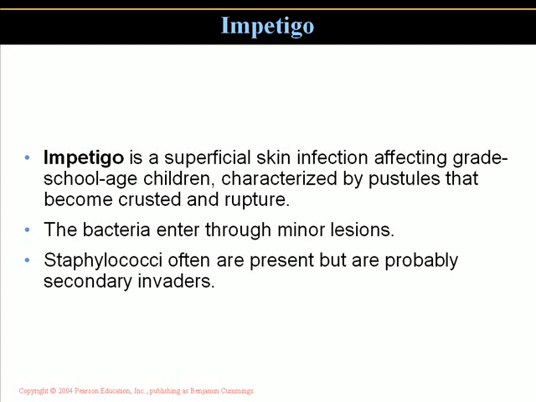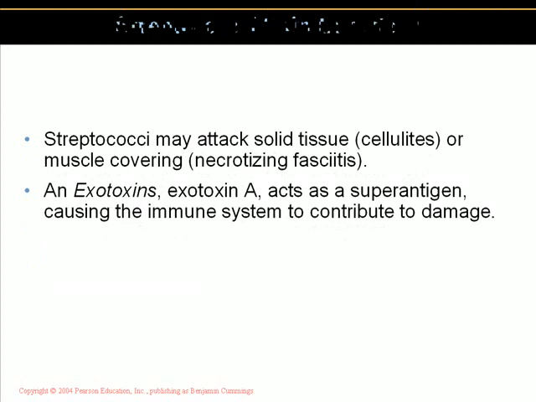Staphylococcus often is present, but is probably a secondary invader. Now again, if you go back just a few slides, we talked about Staphylococcus as the cause of impetigo in newborn infants. In fact, it can run rampant in newborn nurseries. However, Streptococcus is the cause of impetigo in older children. Streptococcus may attack solid tissue. When that occurs, it's referred to as cellulitis. You should be familiar with that term and definition.